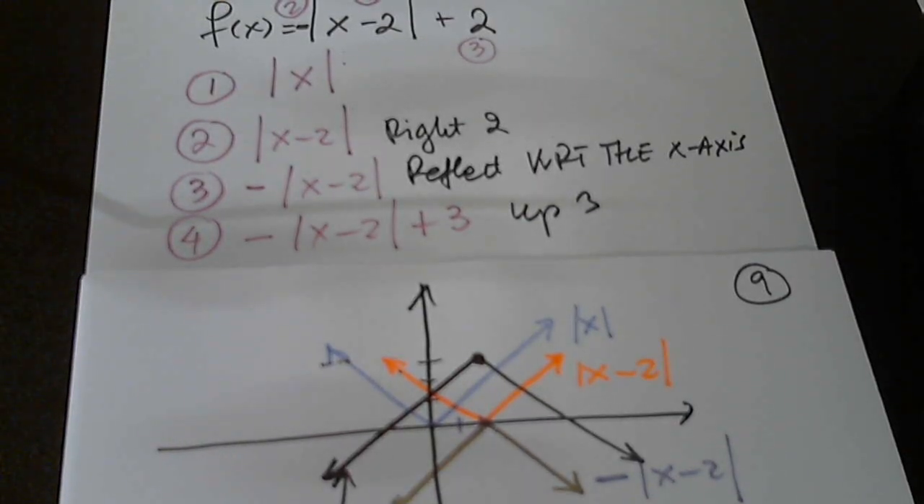Use transformations of f of x equals x squared to graph the following function. g of x equals x squared minus 2. What type of shift is this? It's down 2. So the graph of f of x equals x squared should be shifted 2 units down. Absolutely perfect.